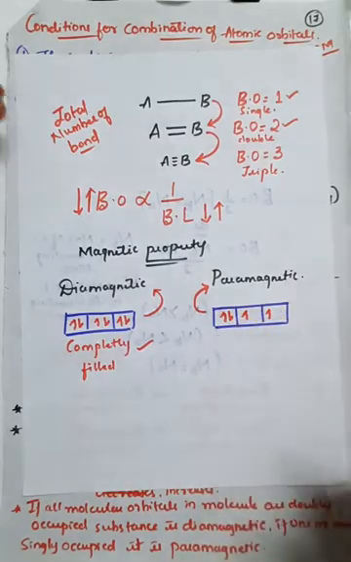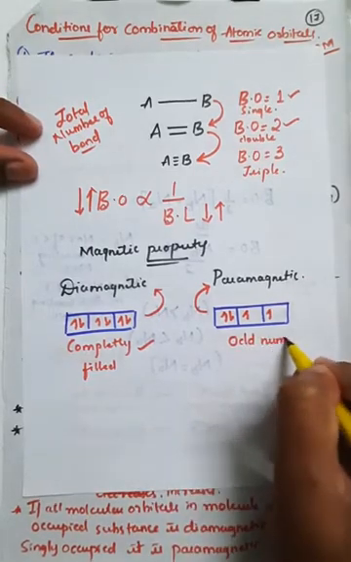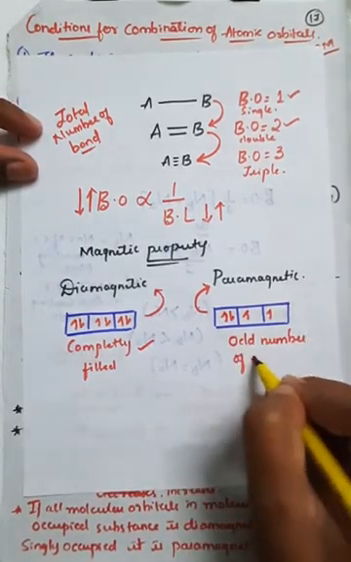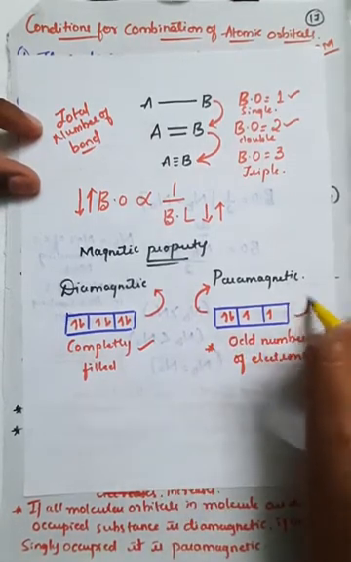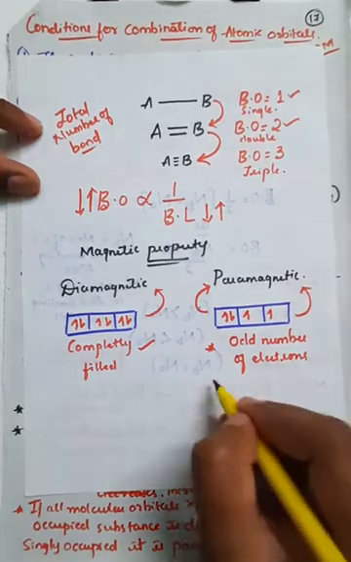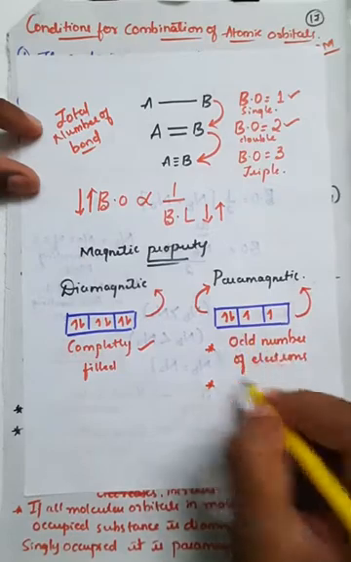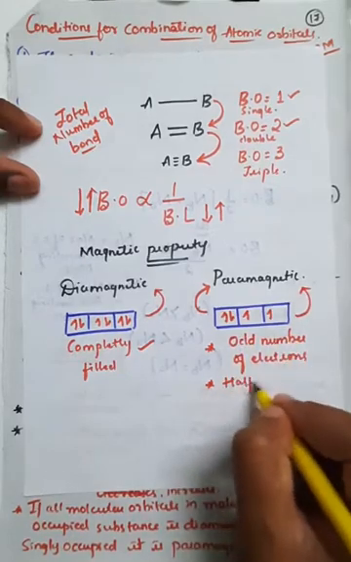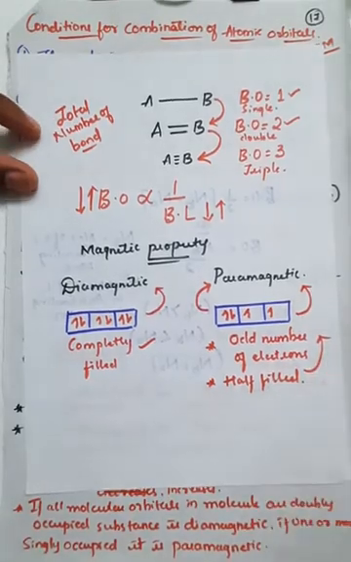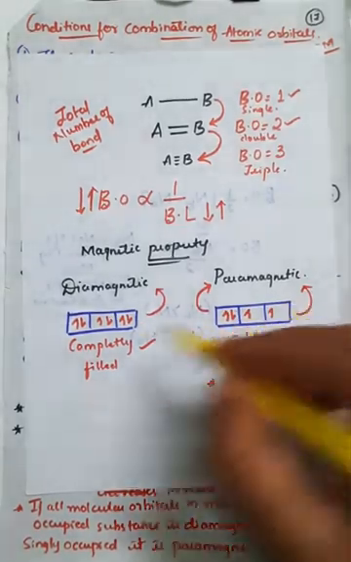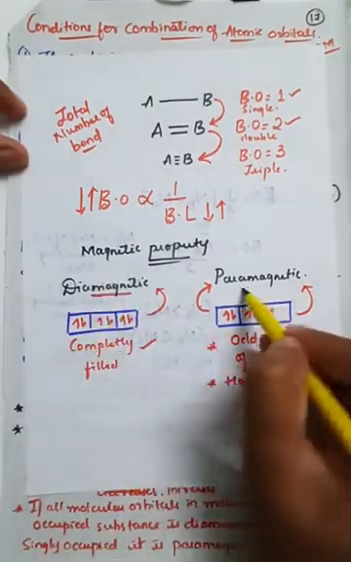Therefore, whenever it is having an odd number of electrons, we will call it paramagnetic. Or whenever it is having half-filled atomic orbitals, then also it is paramagnetic, right? So with the help of these two conditions, we can categorize the molecule into diamagnetic as well as paramagnetic.